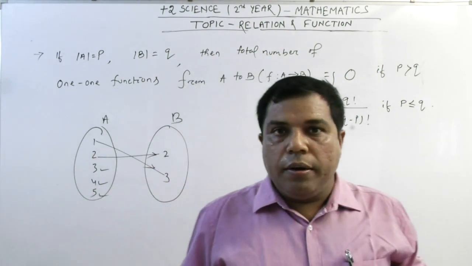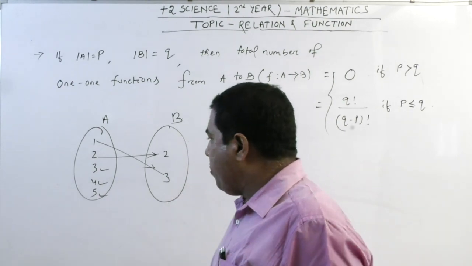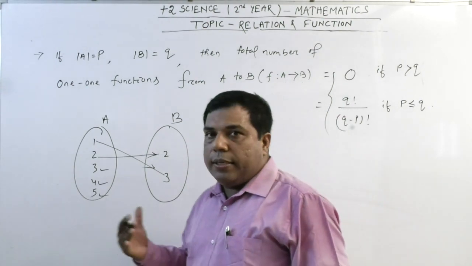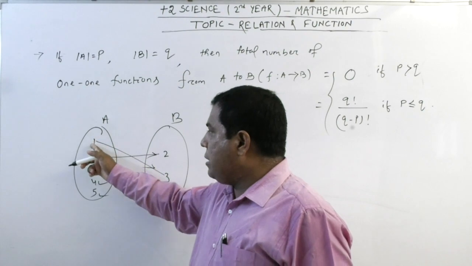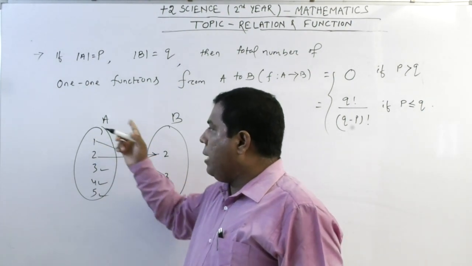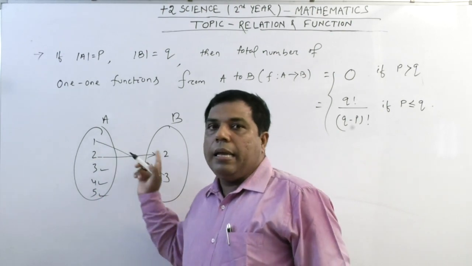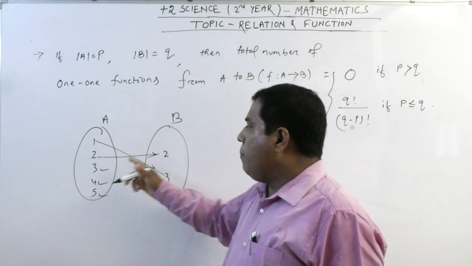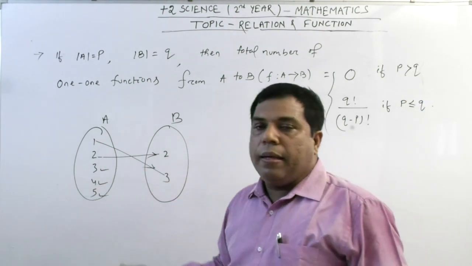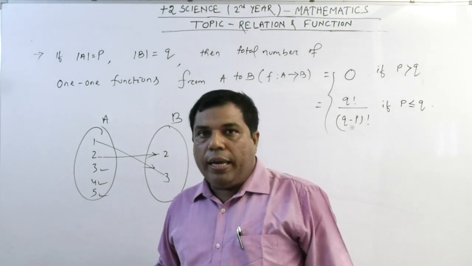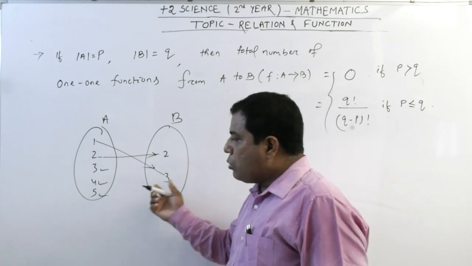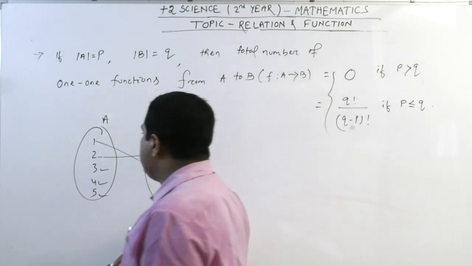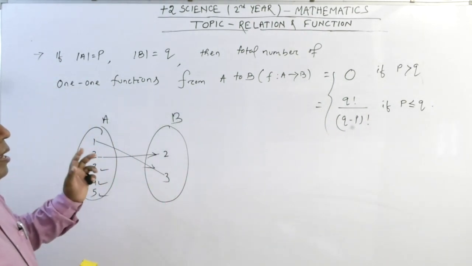Again I am repeating, I am able to get a function, but this is not one-one. So for one-one, what is the condition? The condition is if the elements are different, the images are different. As you see, 1 has image 3, 2 has the image 2, but what about 3, 4 and 5? They are not having any image. So for this type of function, that's why the total number of one-one functions is equal to 0. Okay, my dear students, so this is about the one-one function.